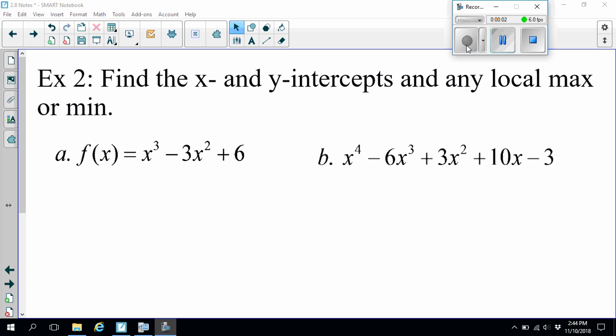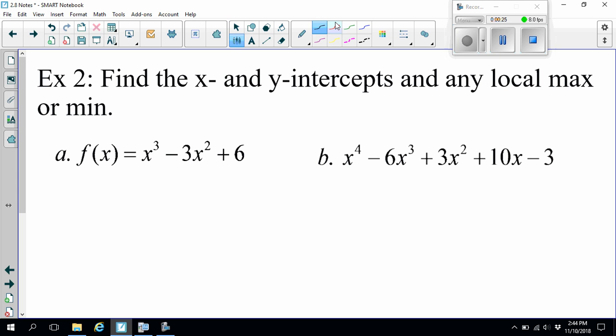So here are the notes for example 2b for 2.8 notes. So basically graphing polynomial functions. Here what we need to do is find the x and y-intercepts and any local max and mins of the following function: x to the fourth minus 6x cubed plus 3x squared plus 10x minus 3.